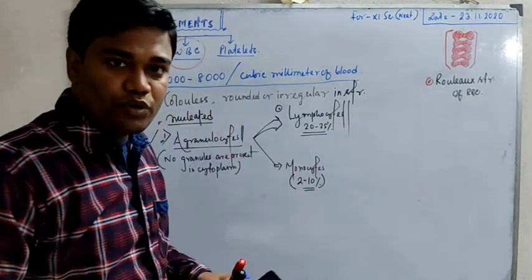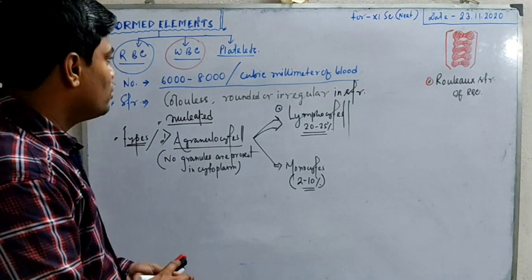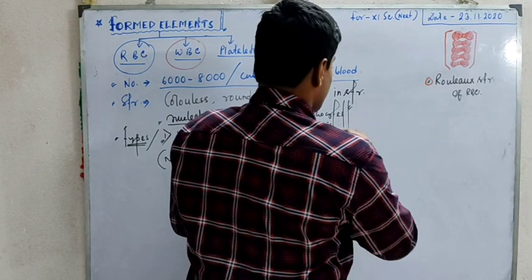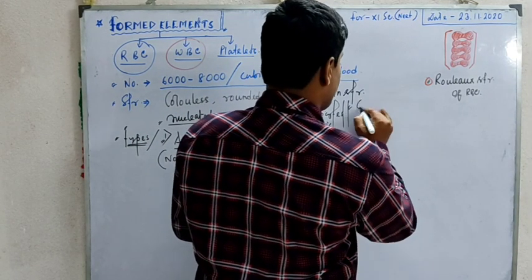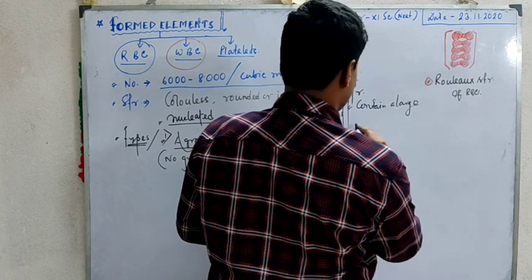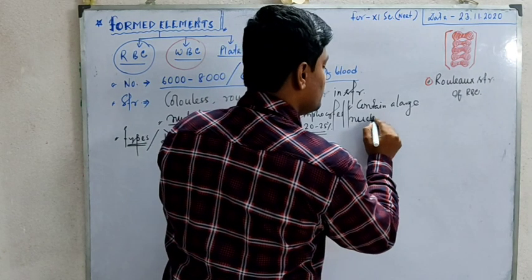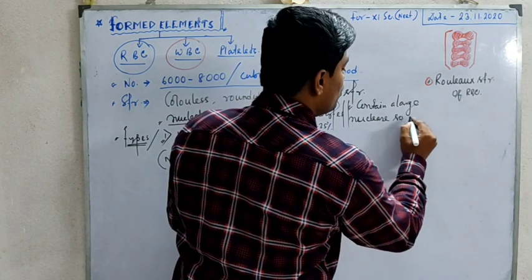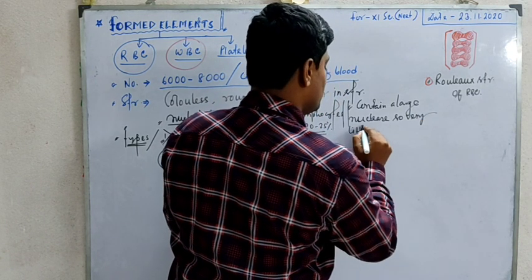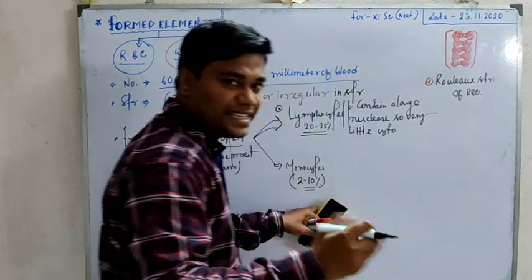So we move to the lymphocyte, which is another important agranulocyte present in our blood. Lymphocyte contains a large rounded nucleus, so very little cytoplasm, or scanty cytoplasm, is present.